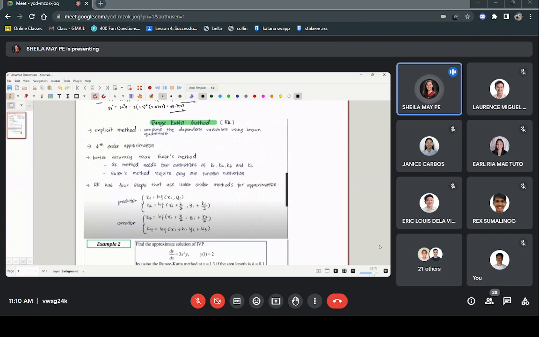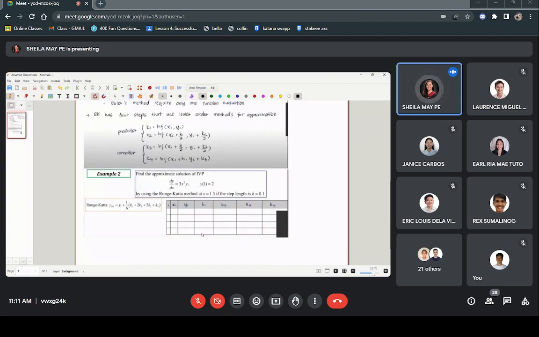For K1, it has a formula of h f, with the points for our x and y. For K2, h f as well, but for the points of our x and y, x is found using this formula, and y is yi plus k1 over 2. It depends on the value of k1. For our k3, it's the same for our x, but our y point uses k2, so it depends on the value of our k2. Now for k4, there is no 2 anymore, because this is the last order approximation. So this is h f of xi plus h, and for our y point it is just yi plus k3.